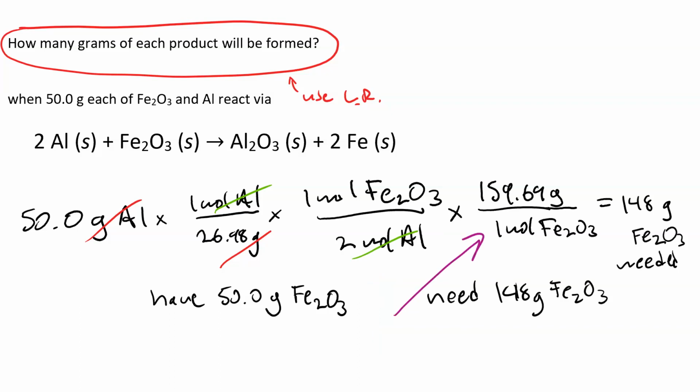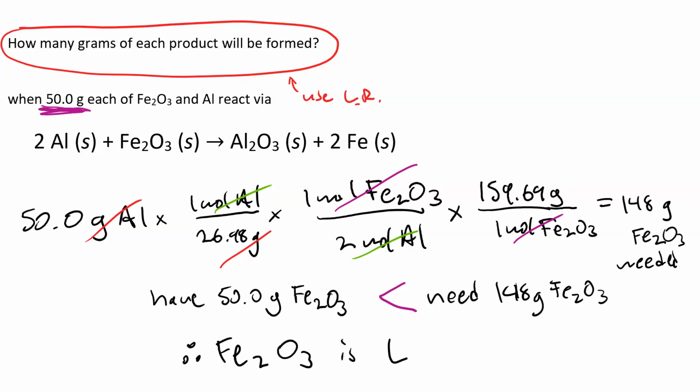Finally, I convert moles of Fe2O3 to grams of Fe2O3 using the molar mass of Fe2O3, and moles of Fe2O3 cancels. And I see that I need 148 grams of Fe2O3. Comparing that with what I have, which the given says is 50 grams, I can see what I need is more than I have. Therefore, Fe2O3 is the limiting reagent. That means that my stoichiometric calculations all start with Fe2O3.